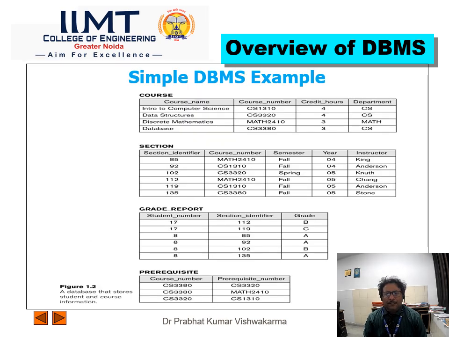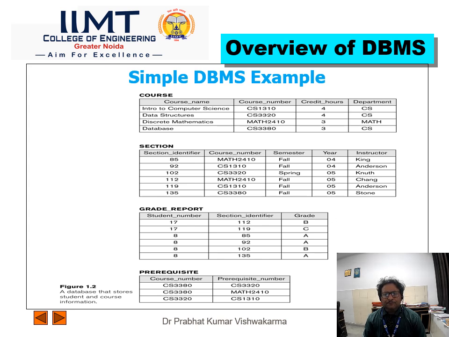Actually, database management systems have various kinds of data models, and one of the very popular data models is the relational data model. This example has been taken from the relational data model, where all the database is supposed to be stored in tabular form, and that's why we observe various tables like course, section, grade, prerequisites, and so on, with some columns in these tables.